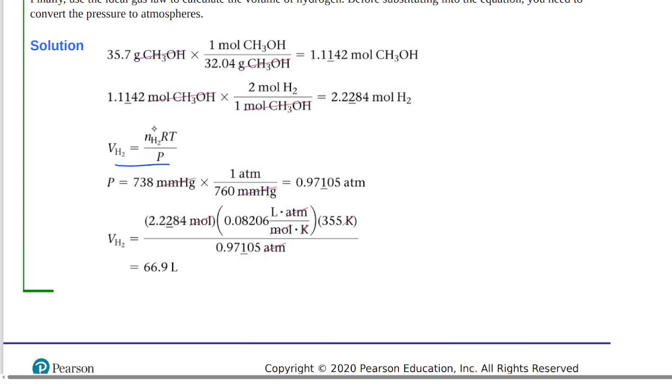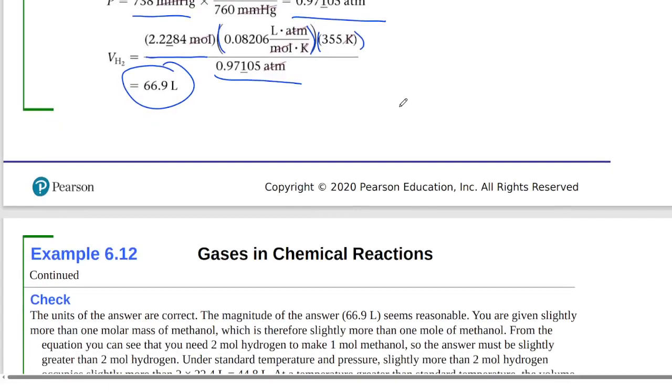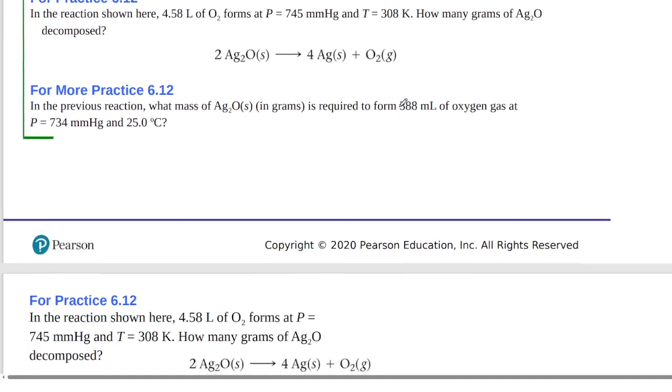The volume of hydrogen is related to the moles by the ideal gas law equation. The volume is equal to moles times RT over P. In order to use this equation, we have to convert the pressure from millimeters of mercury to atmospheres. When we do that, we can plug everything in. Now we have moles of hydrogen, we have our R, the temperature is 355 Kelvin, and we have the pressure in atmospheres, so we calculate 66.9 liters. Next we'll work practice problems.